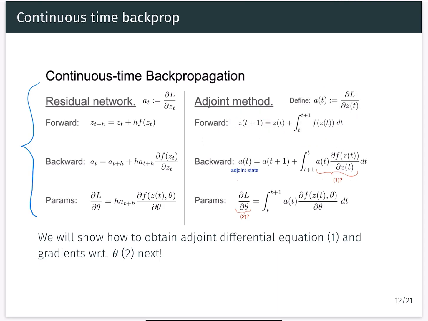The second part is, well, it's fine to know this. It's fine to know how loss changes with respect to the inputs, but we would like to really know how loss changes with respect to parameters. So how do we compute that?